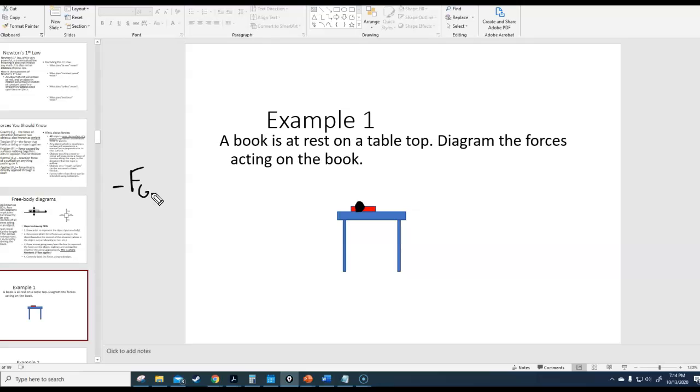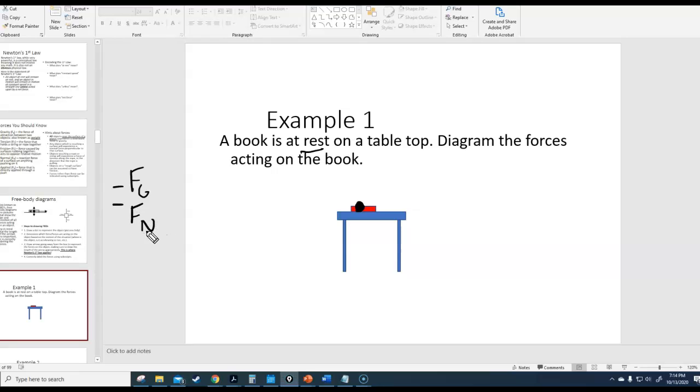Is the book trying to move? Well, it says it's at rest, which means it's not moving. But is it trying to move? If it's moving or if it's trying to move, there could be friction. But if it's not trying to move, there's no friction. Is there a surface? Yes. What is the surface? It's the tabletop. Anytime you have a surface, you automatically have a normal force, Fn.